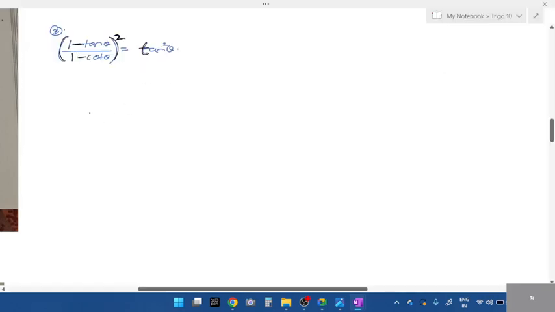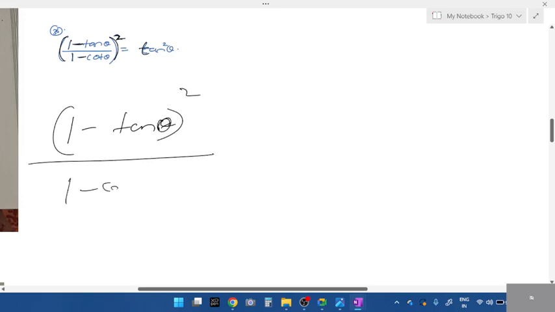Yes, what? Directly square. What do you get? (a minus b) the whole square. (1 minus tan A) the whole square. Okay, (1 minus tan theta) the whole square, divided by cot theta the whole square. If you use (a minus b) the whole square, what do you all get, students?